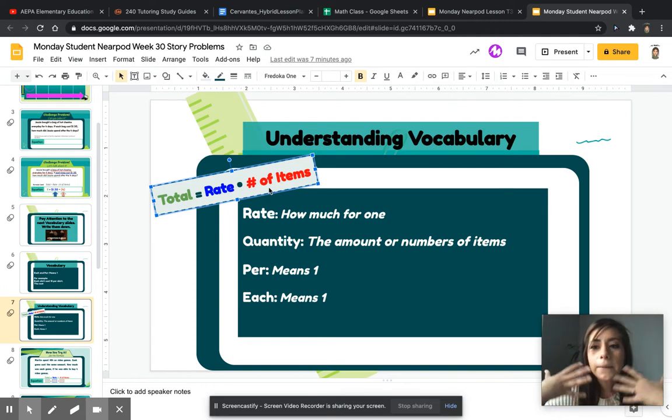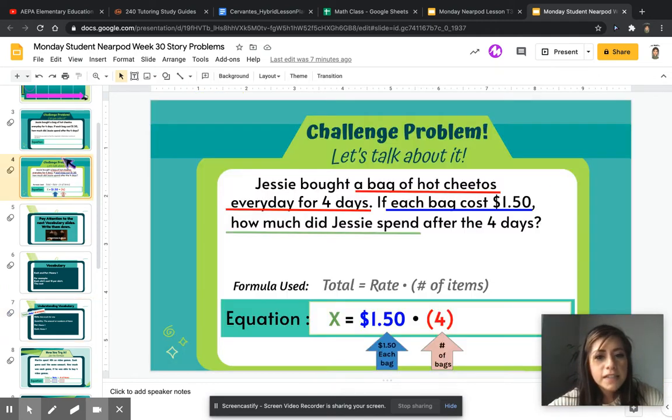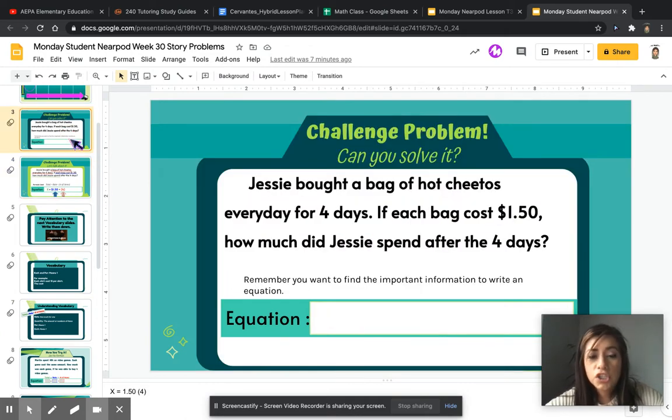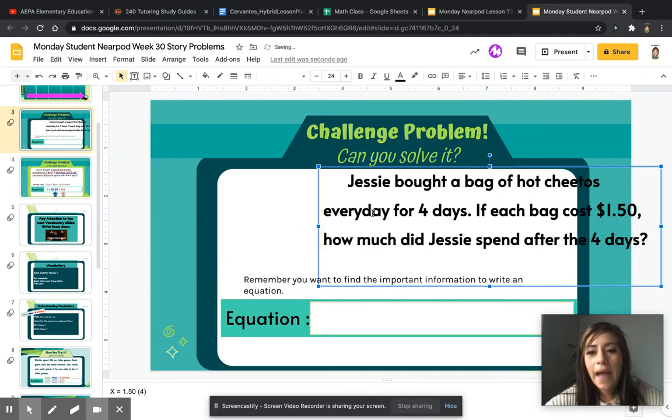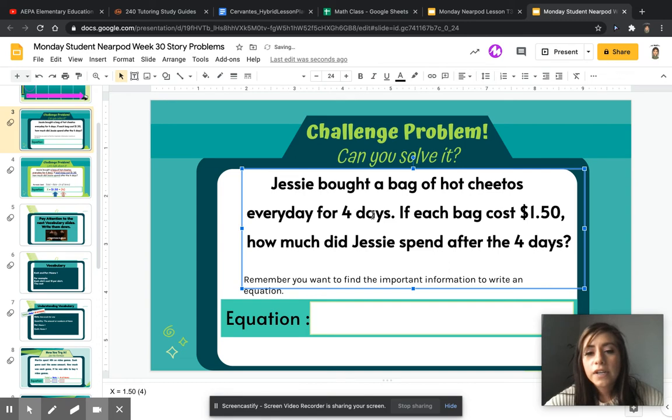So what is the sentence talking about? What are we buying? What are we looking at? In this sentence, we see that Jesse bought a bag of hot Cheetos every day for 4 days. So our item here is 4 days. This whole sentence is talking about, yes, he bought a bag of hot Cheetos, but we need to know for how long? For 4 days. And that is the number of items. So we would multiply those two things together to get to the total.